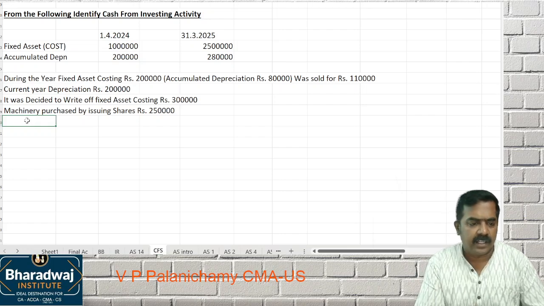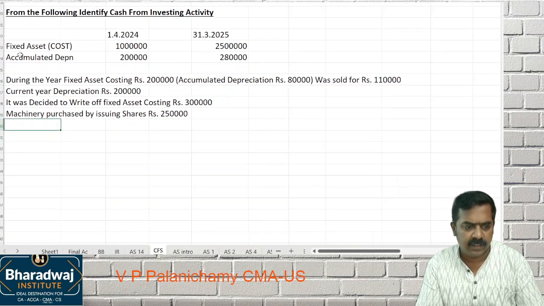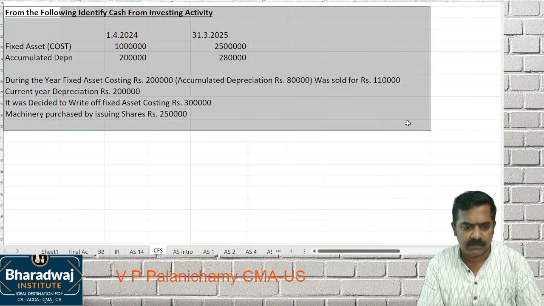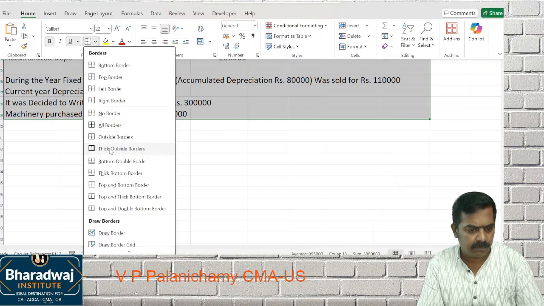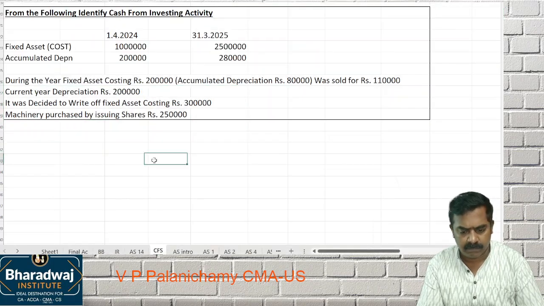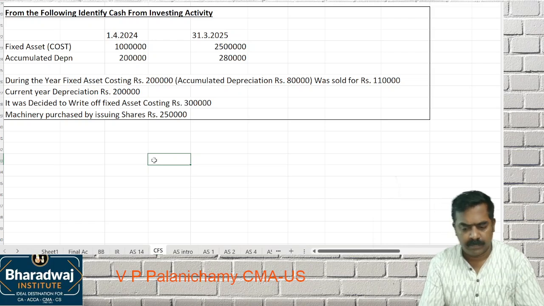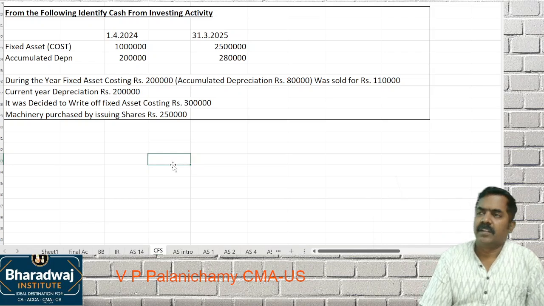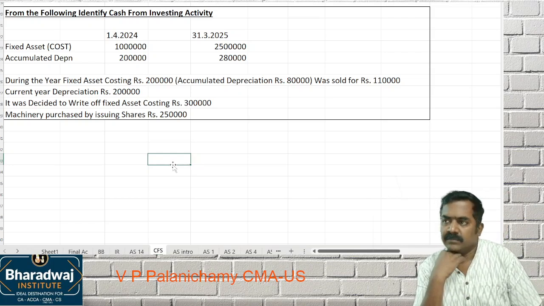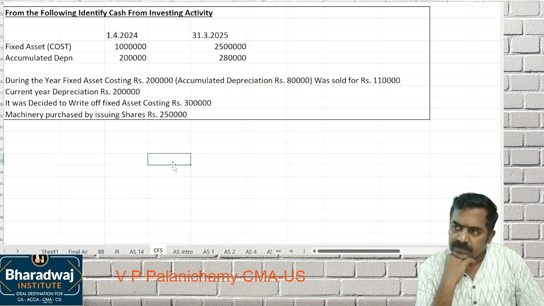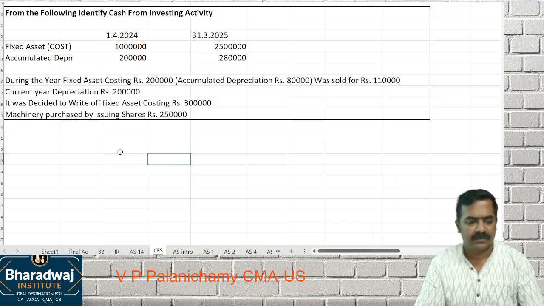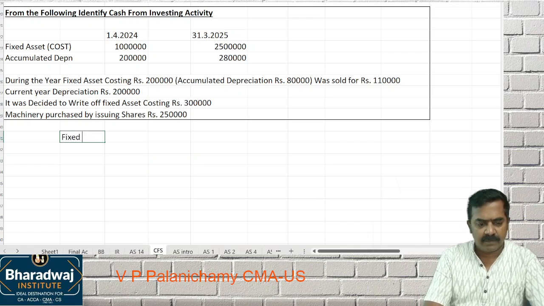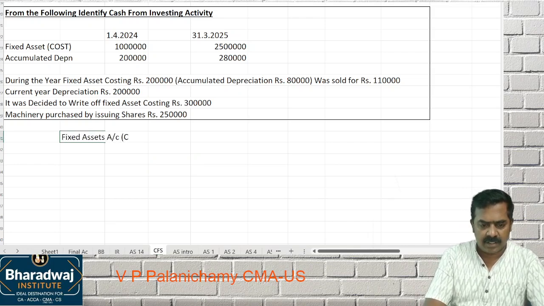They ask you to find cash from which activity? Investing activity. Nothing but purchase and sale of assets. This can be tested as a separate question or as part of a problem. What will you do? You will prepare which account? Fixed assets account at cost price.